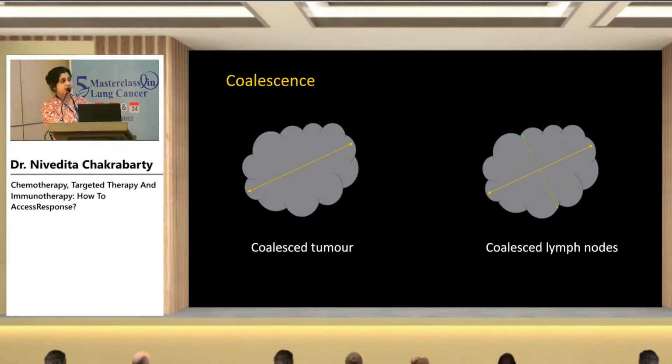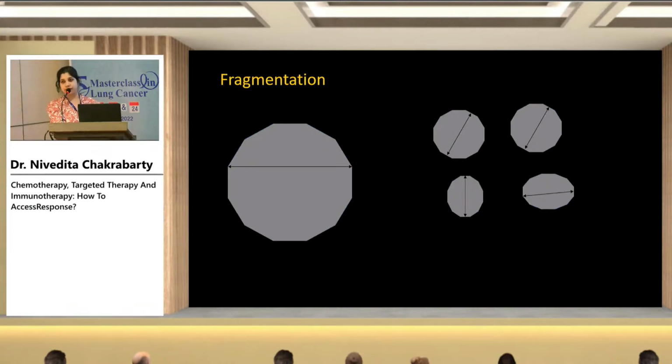Now, there are certain special scenarios. If a lesion coalesces, then definitely the combined measurement of the long axis diameter has to be mentioned in the report. Similarly, for lymph nodes, perpendicular to the long axis diameter, that is the maximum short axis diameter, has to be mentioned. If a lesion fragments, then the individual long axis diameter of each fragment needs to be mentioned.